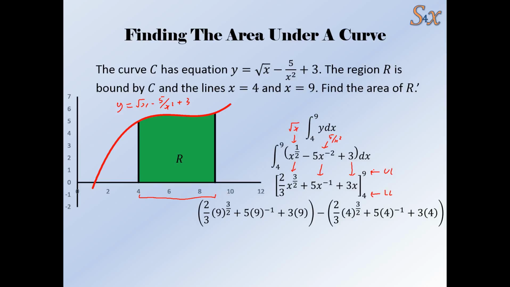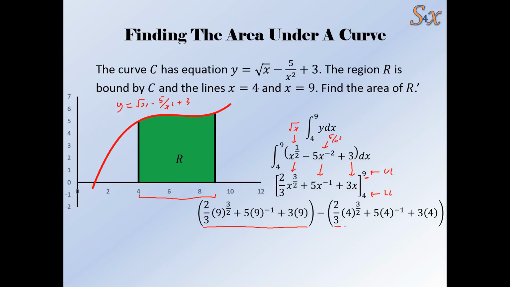This looks really nasty, but if you just follow it through, it's not too bad. Here's my upper limit here that I've substituted in. So 9 was our upper limit. So everywhere I see an x in the expression, I've substituted in 9. So instead of 2/3 of x to the 3 over 2, I've got 2/3 of 9 to the 3 over 2. Instead of 5x to the minus 1, I've got 5 times 9 to the minus 1, and so on and so on. Okay, and that gives us the expression for our upper limit.